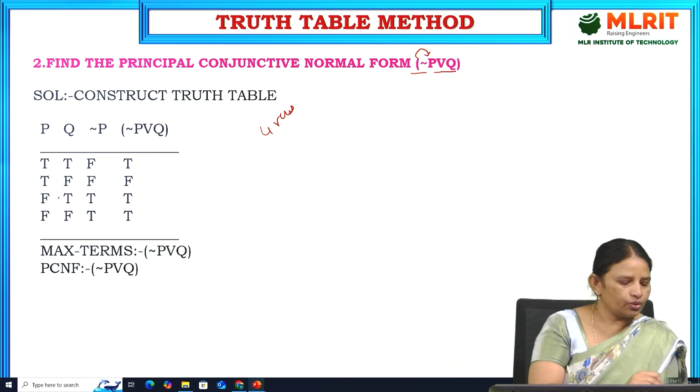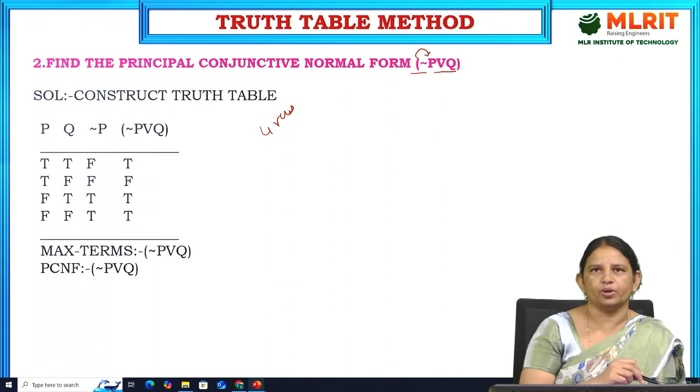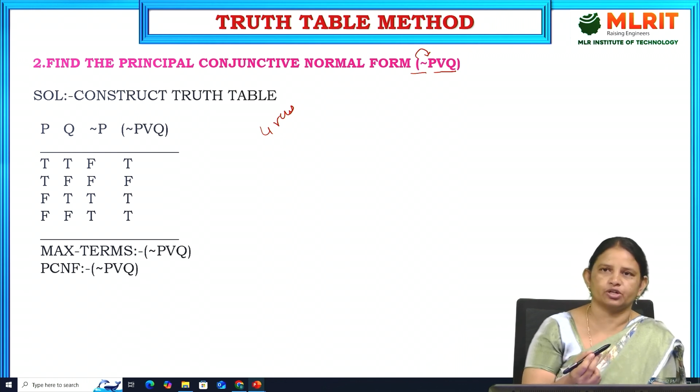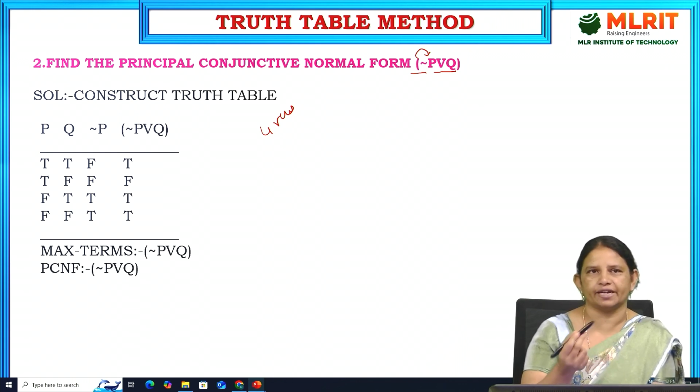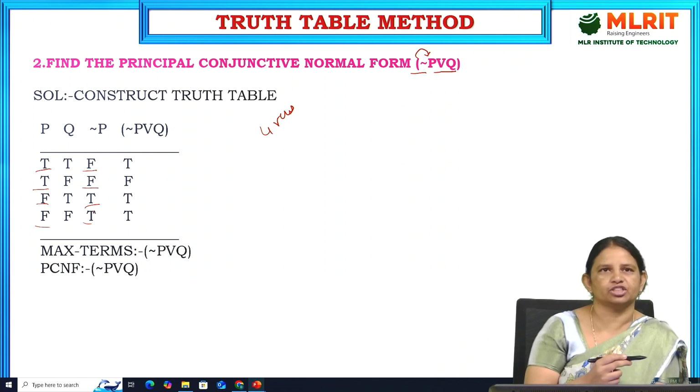So true, true, true, false, false, true, false, false. Take the negation of P. Negation of P means the opposite of P. If it is true, write false. If it is false, write true. So true, write false. True again, write false. False, true. False again, true. So false, false, true, true. Negation P is written as false, false, true, true.